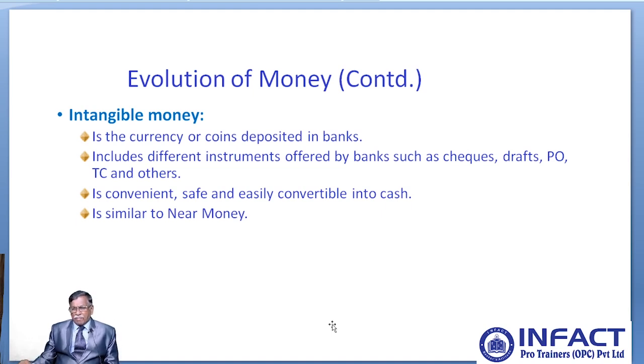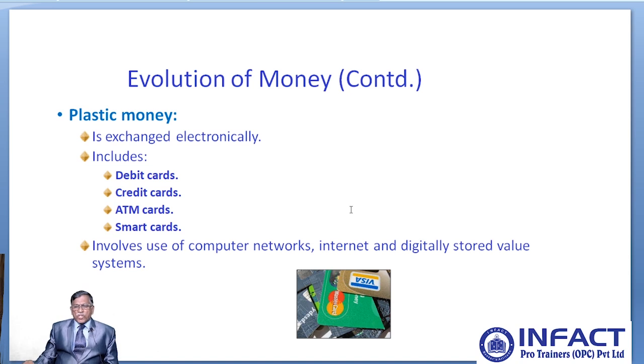And the same money can be in a different form, maybe in the form of a check, a draft, a pay order, a banker's check, or a traveler's check. This is convenient, safe, and easily convertible into cash. It is similar to near money. Then what is plastic money?